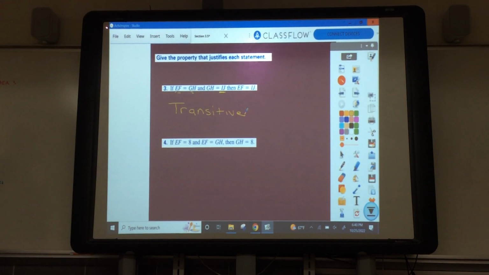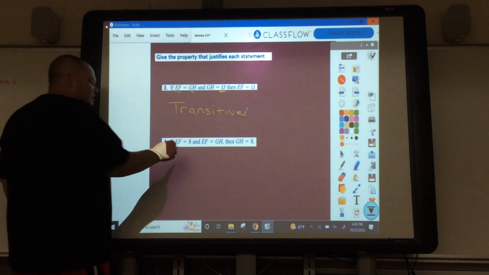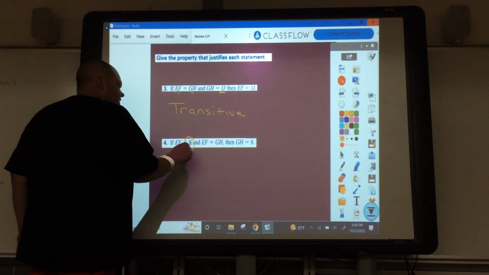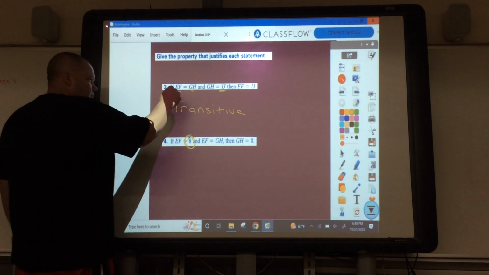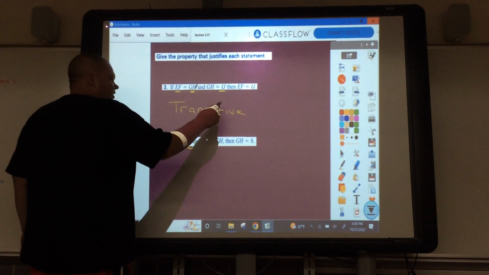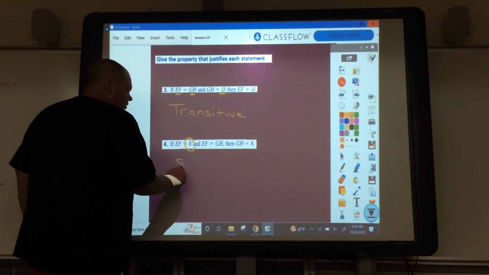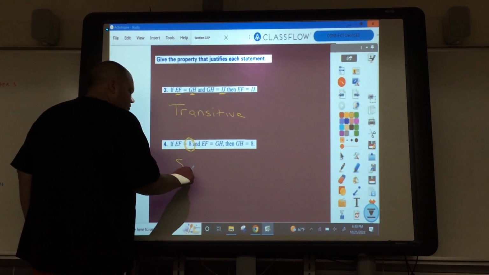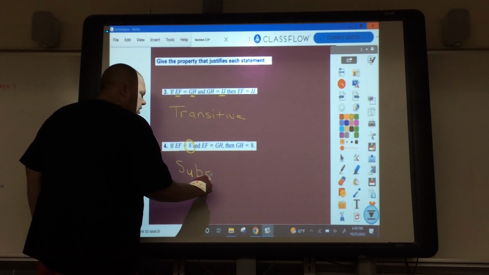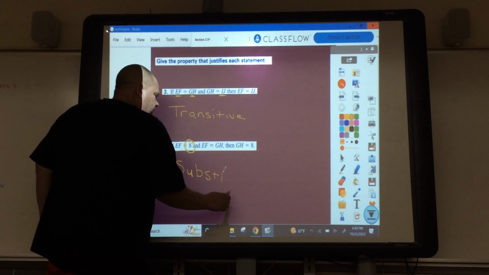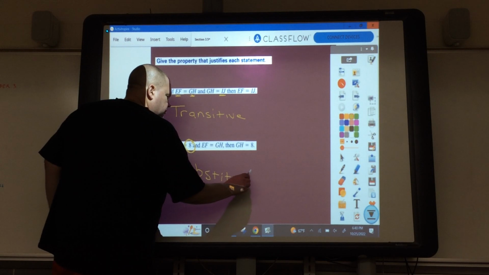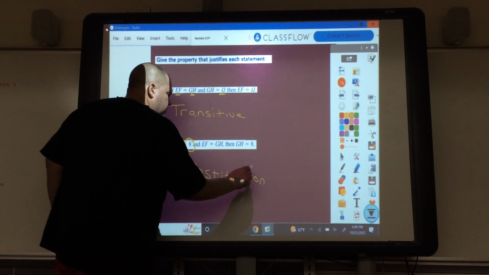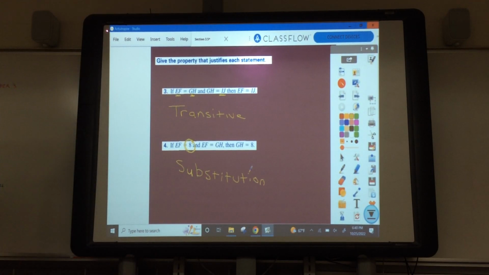Finally, number 4: if EF equals 8 and EF equals GH, then GH equals 8. The fact that you have a number in here changes this a little bit from the transitive property. Well, there are 3 things that are compared up here. Because you have a number, you want to use the word substitution, because I am substituting 8 in for EF. So you want to use substitution there.